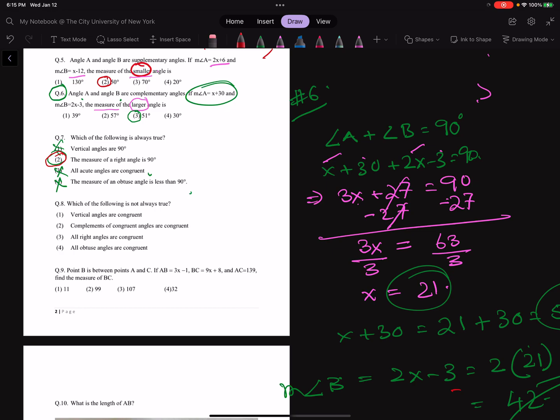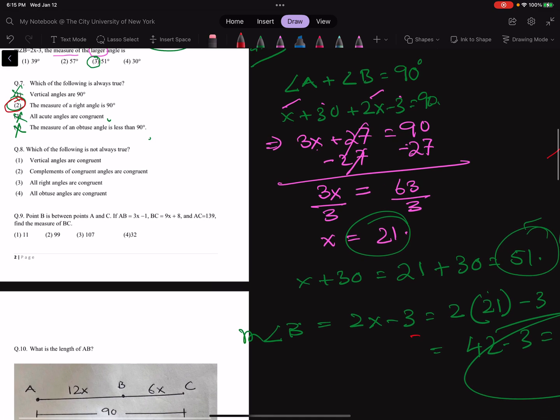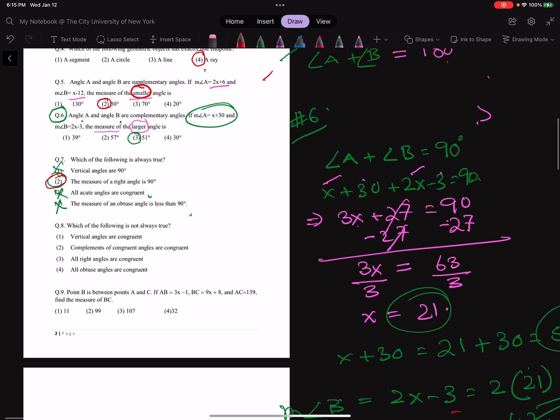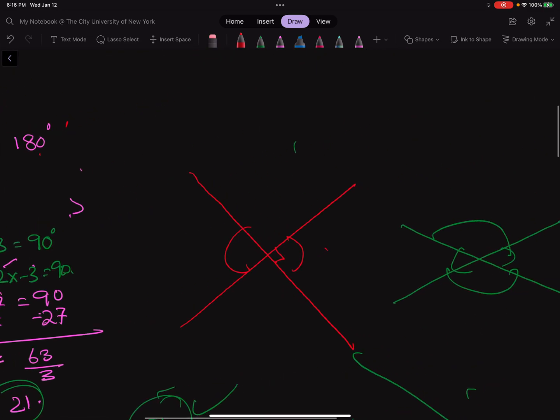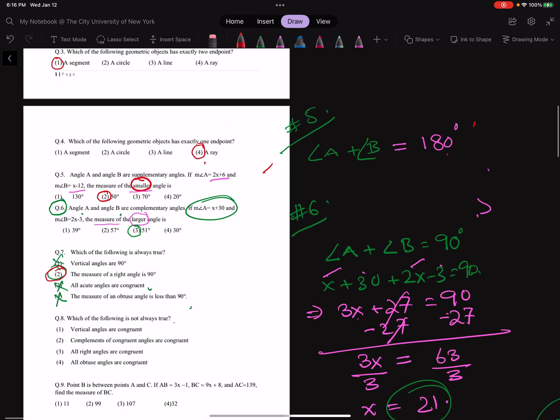Okay, the next one is, which of the following is not always true? Remember, that is not always true. So there is something, most of the answers will be always true, and there is something which is not always true. Okay, so let's go back to that. Which of the following is not always true? Vertical angles are congruent. Yes, that's always true, because if it is a vertical angle, this pair is congruent, this pair is congruent. So it's always true. So it's not the answer, so it's gone.